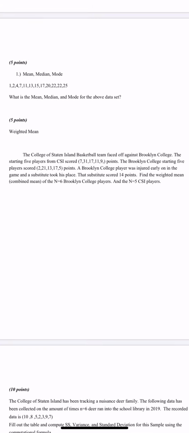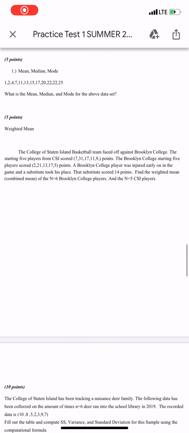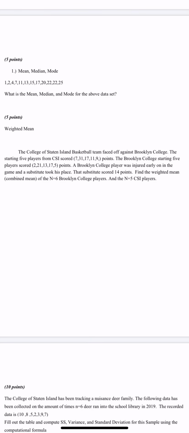All right, so the College of Staten Island basketball team faced off against Brooklyn College. The starting 5 players from CSI scored 7, 31, 17, 11, and 9 points. The Brooklyn College starting 5 players scored 2, 21, 13, 17, and 5 points. A Brooklyn College player was injured early on in the game, and a substitute took his place. The substitute scored 14 points. Find the weighted mean, also known as the combined mean, of the n equals 6 Brooklyn College players and the n equals 5 CSI players.